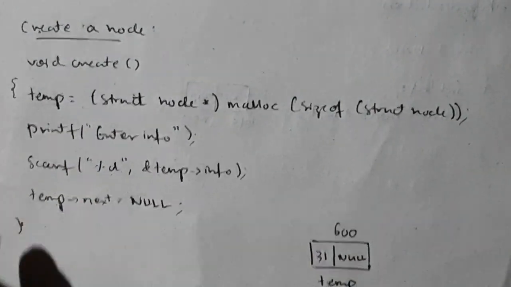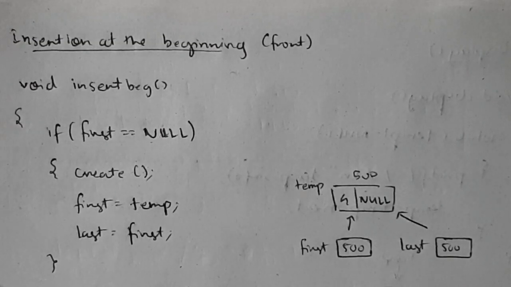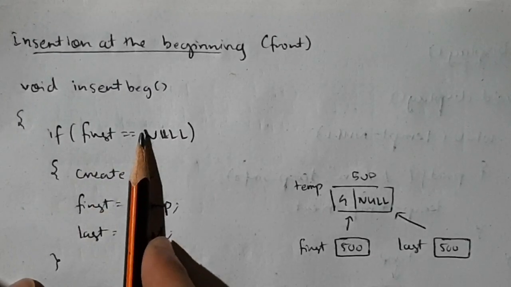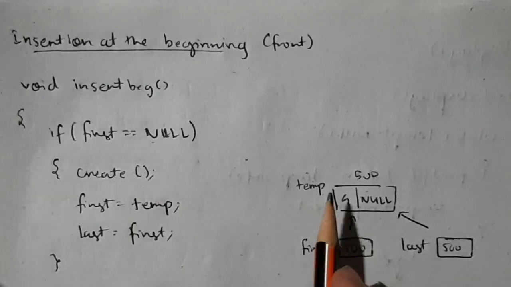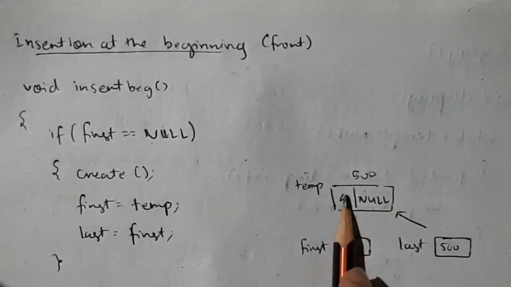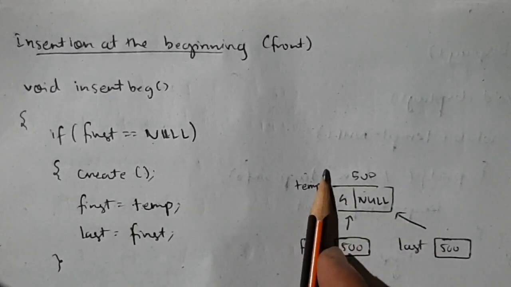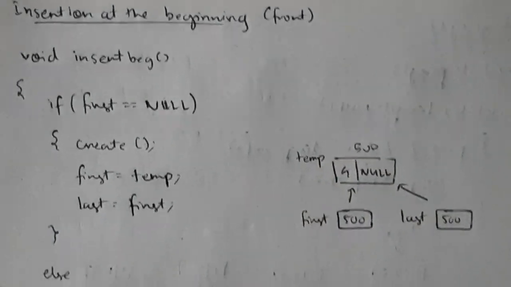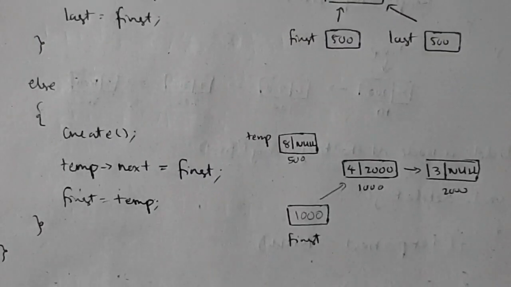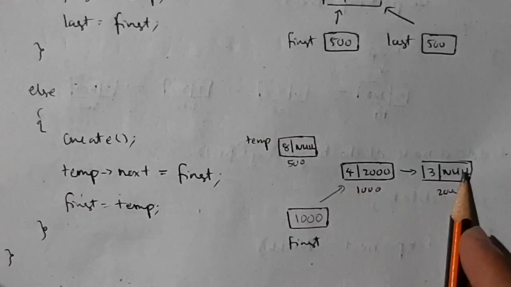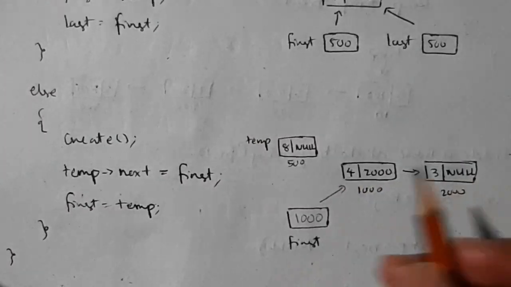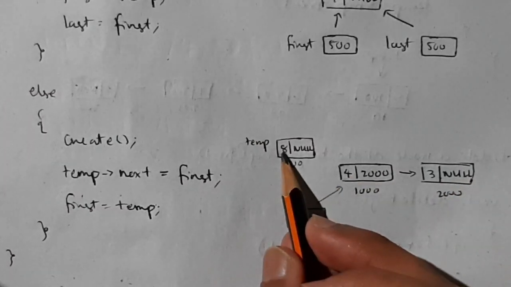Next, insertion at the beginning. If first is null, meaning there is no node, then this is the first node, and it will be pointed to by first and last. This is the first and last node. In case there are many more nodes, see here, these are many nodes, and this is pointing to this. What I have to do is insert this at the first location.